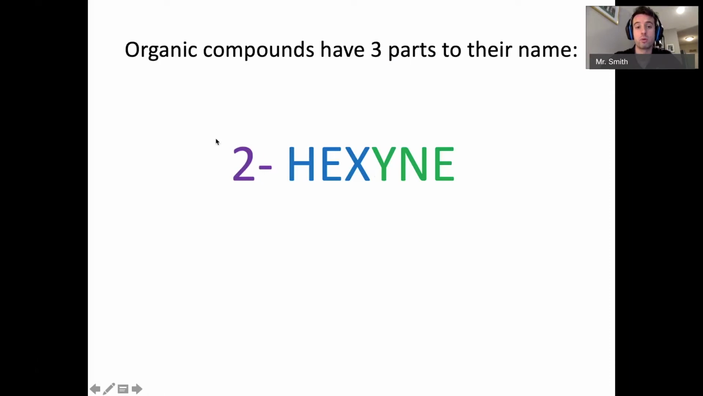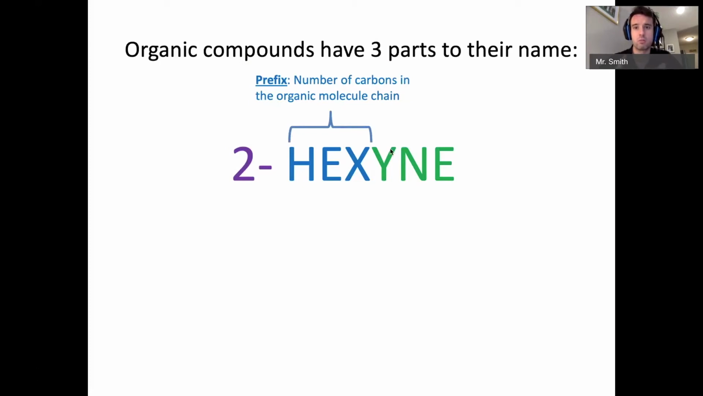So you have 2 in purple, the prefix hex in blue, and the suffix YNE in green. The first part I want to talk about is the prefix. The prefix will always tell you the number of carbons in the organic molecule chain. It uses Greek prefixes, although some of them are a little weird.